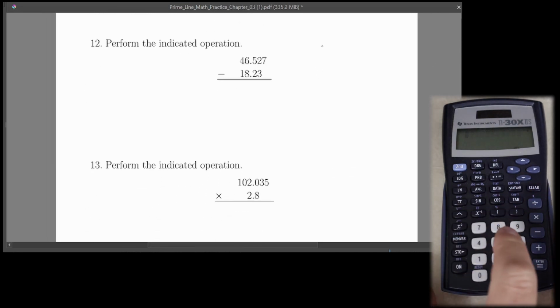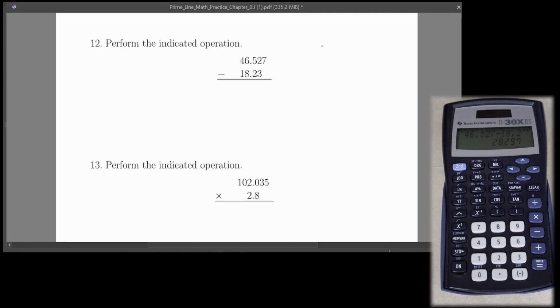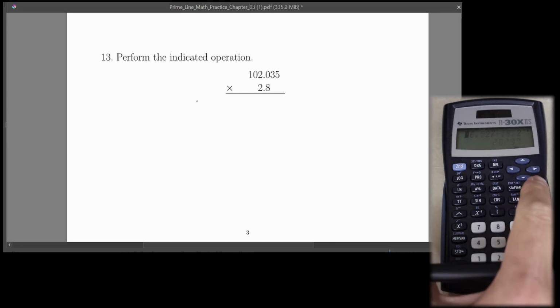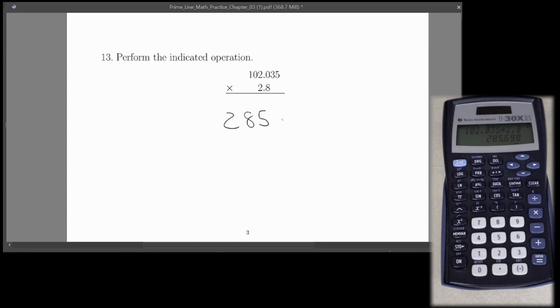For subtraction, 46.527 minus 18.23, and we get our total of 28.297. For multiplication, we can take 102.035 and we can multiply it by 2.8, and we get 285.698.